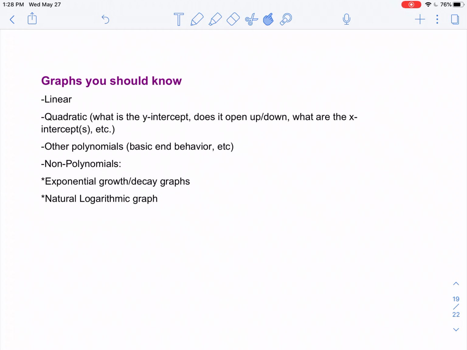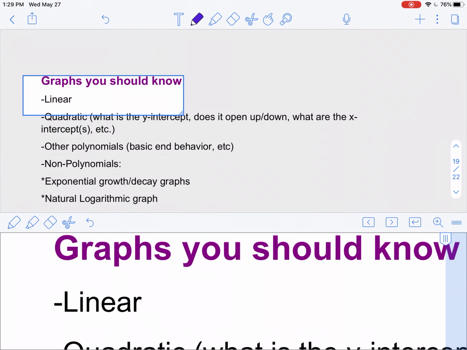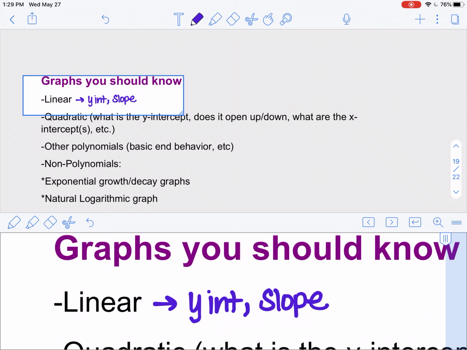For this video, I'm going to go over some graphs that you should know about and have familiarity with, just to help you out, things that come up often in a calculus class. So there's some graphs you should be familiar with. I would say linear graphs you should be pretty comfortable with. You should be comfortable identifying y-intercepts, what the slope is, calculating slope from a graph. Any of those things with linear you should feel comfortable with.